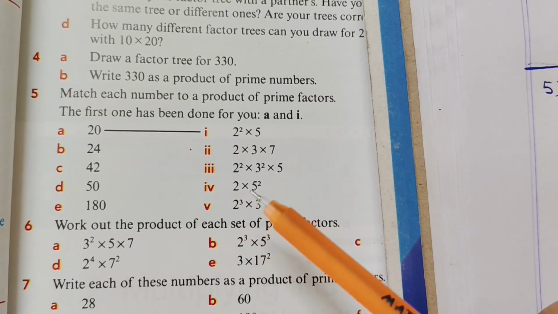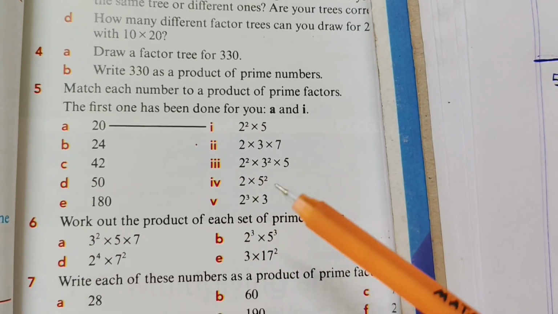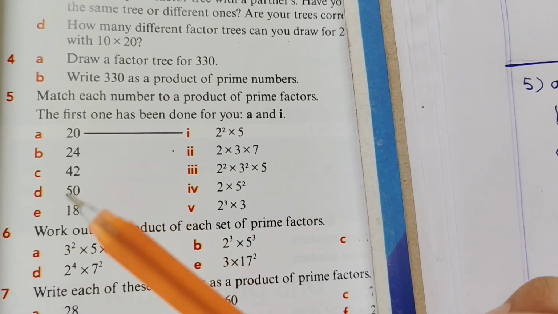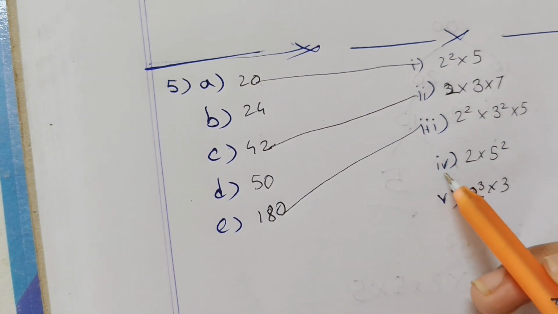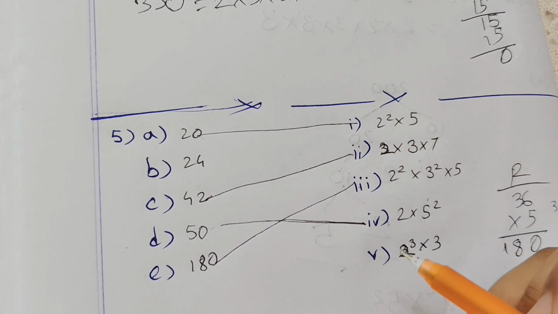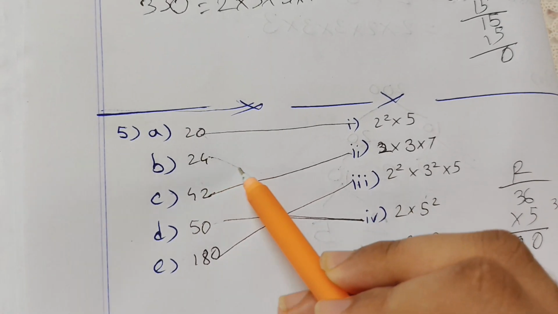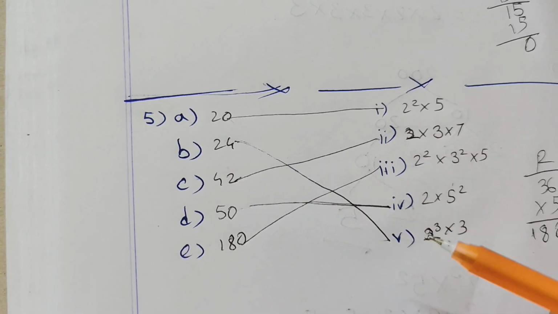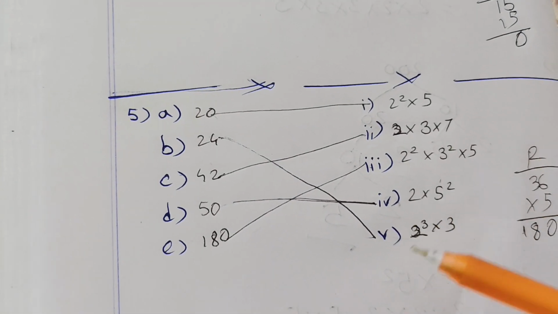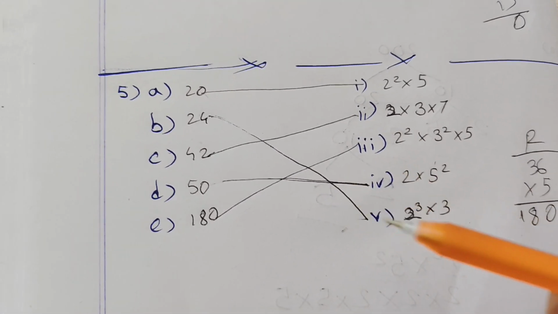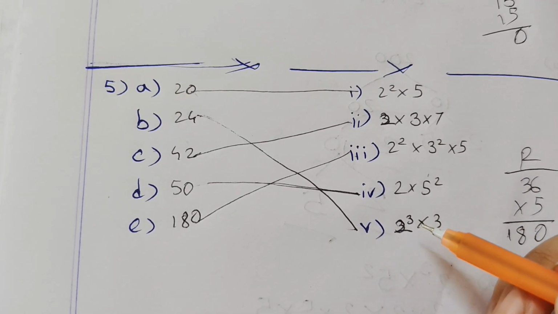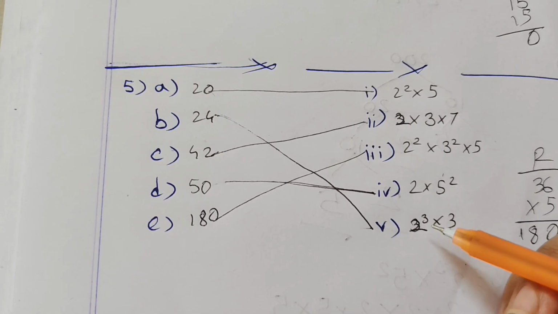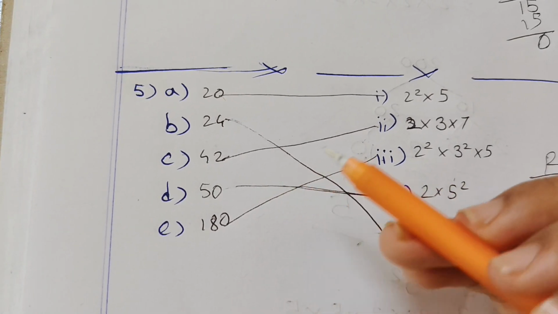Next we have 2 multiplied by 5 square. 5 square is 25 and 25 multiplied by 2 is going to be 50. Obviously, the last one to be matched up is going to be 5, because these are the ones which are left. And even if I think like no, let's still check. So 2 cubed multiplied by 3. 2 cubed is equal to 8. 8 multiplied by 3 is equal to 24.